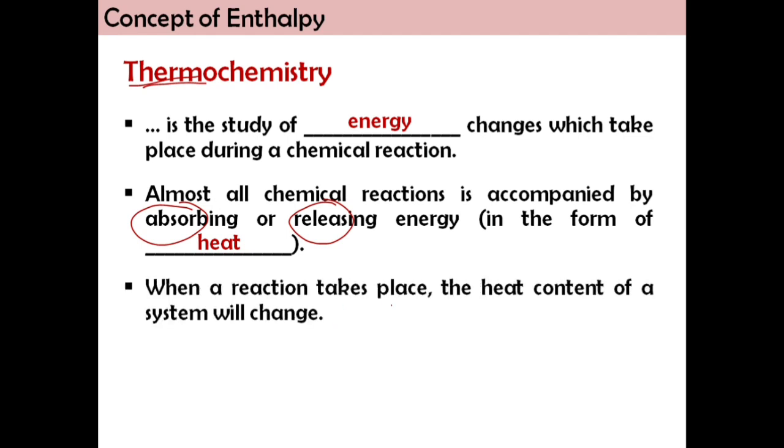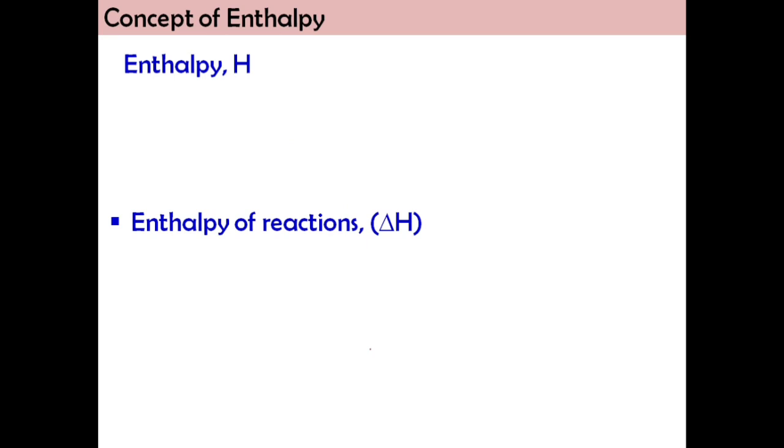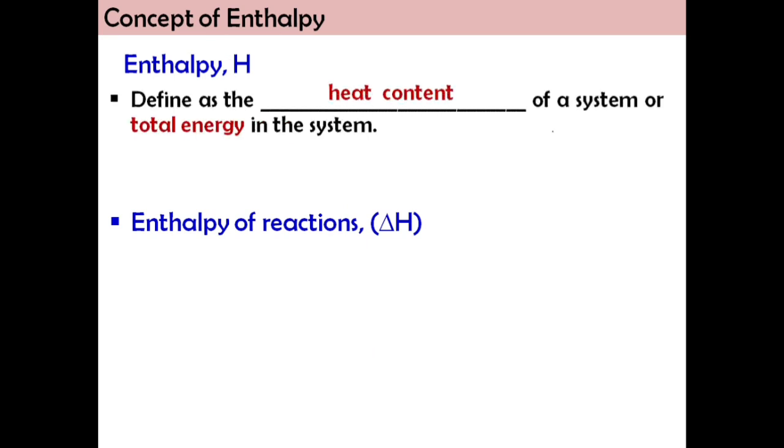When a reaction takes place, the heat content of a system will change, and the heat content of a system is known as the enthalpy of the system. So what is enthalpy? Tadi pun kita dah go through sikit. Enthalpy itu apa? Heat content of a system or total energy in the system. So enthalpy ada unit which is joule. So it's actually an energy lah in the form of heat.